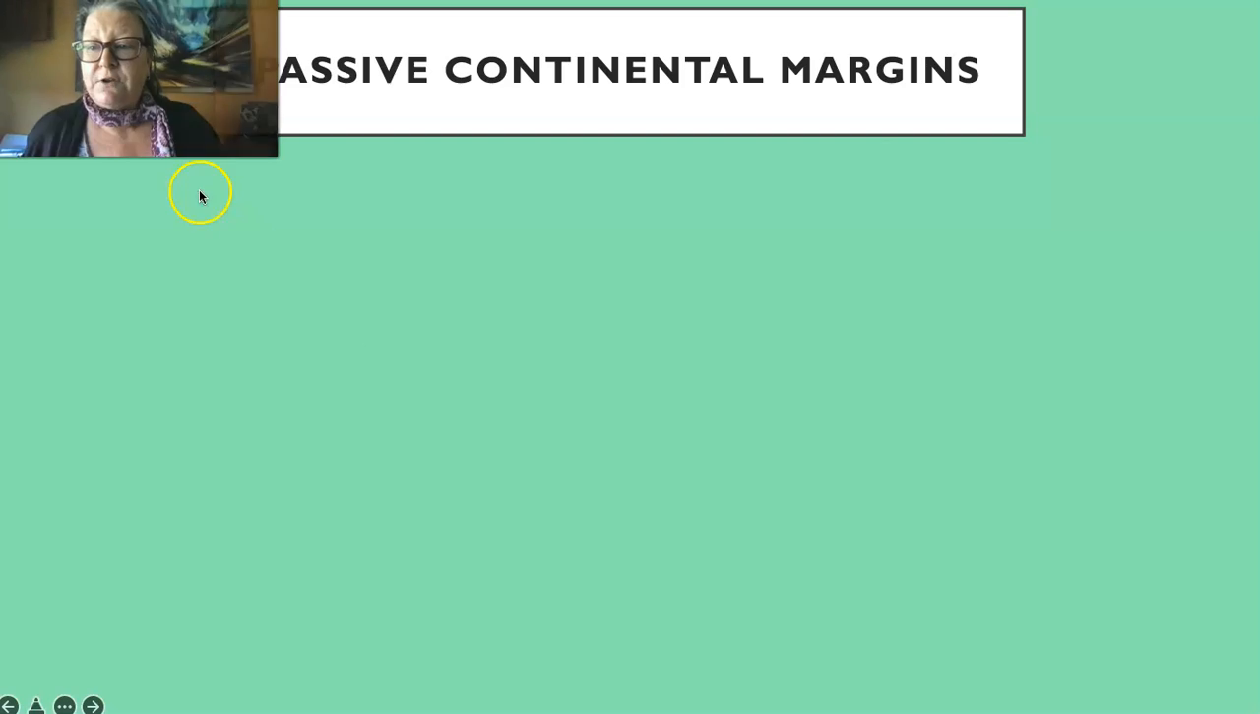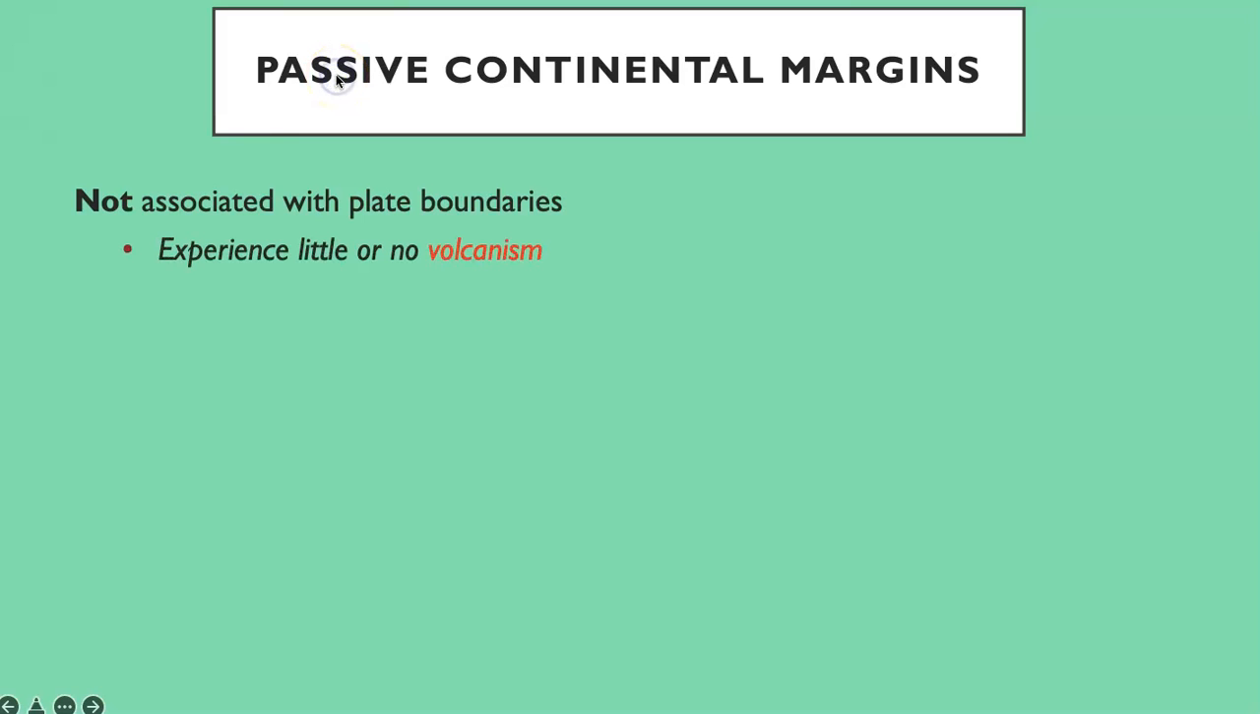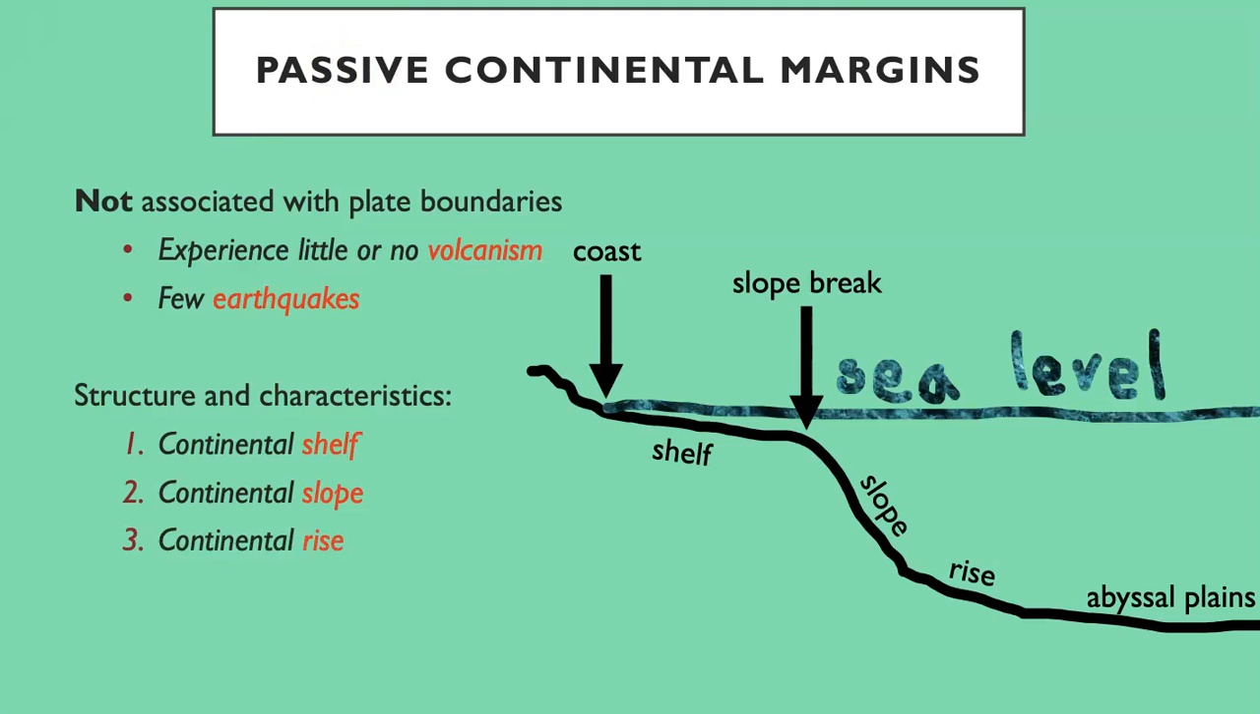So what are the features for each of these? Well, a passive continental margin is quite quiet tectonically. It's not associated with a plate boundary, as I mentioned, so there's not much in the way of volcanic activity or earthquakes. The structure and characteristics are generally threefold: a continental shelf, a continental slope, and a continental rise. I've made a sketch here showing these.